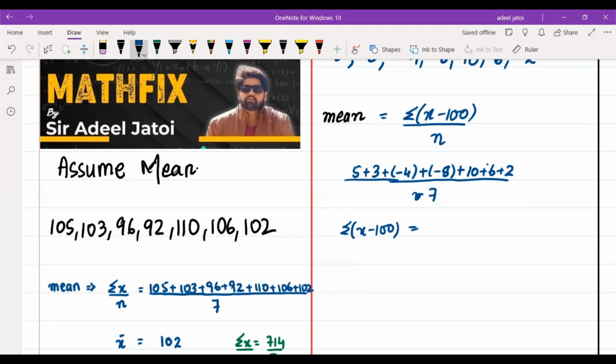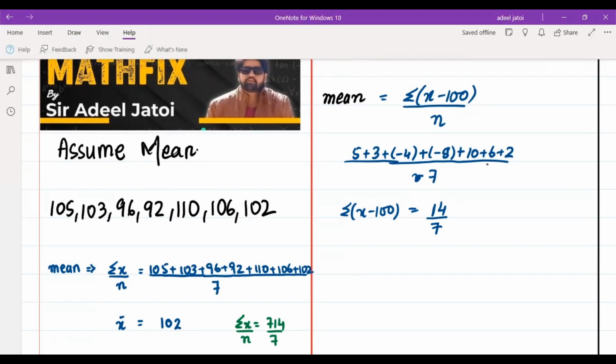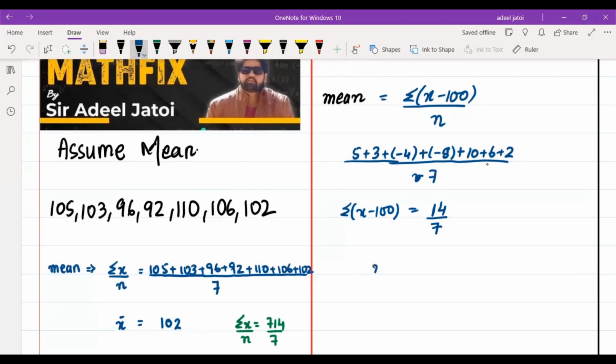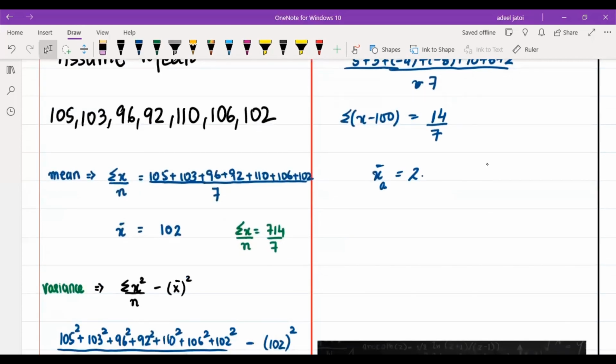The value of the numerator will be 5 plus 3 minus 4 minus 8 plus 10, 6, 2, which will be 14. Divided by 7, that means your assumed data mean is 2. So let's say the assumed value is A.